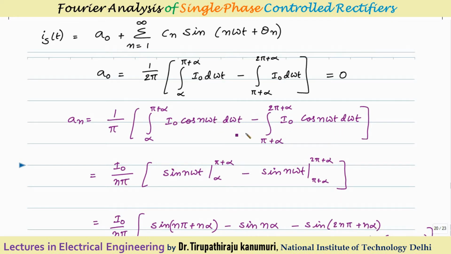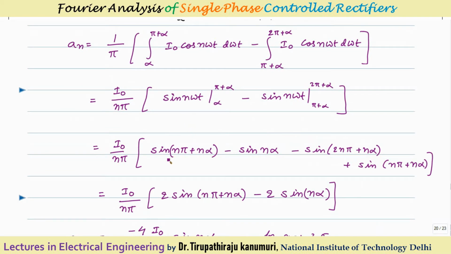When you do the integration, this I naught is constant, so it will come out. The integration of cos n omega t will be equal to sin n omega t divided by n. That n also I have taken out, so it becomes I naught by n pi, times sin n omega t, integrated with the limits alpha and pi plus alpha. Similarly, the second term becomes minus sin n omega t, with limits pi plus alpha and 2 pi plus alpha. When you substitute these limits, for the top one you get sin of n pi plus n alpha, and for the lower limit we subtract, so minus sin n alpha.